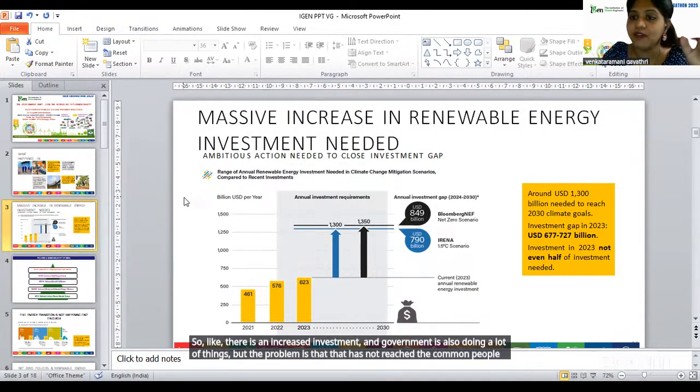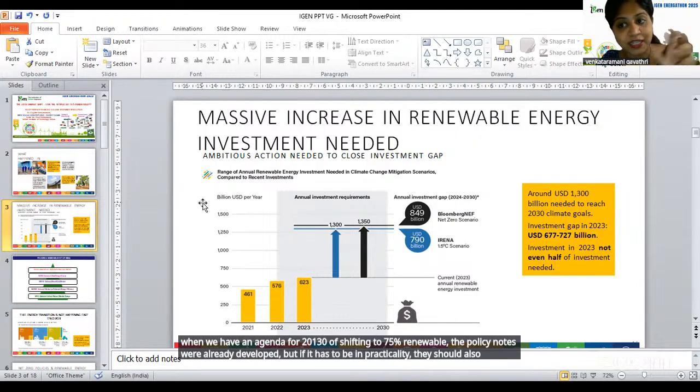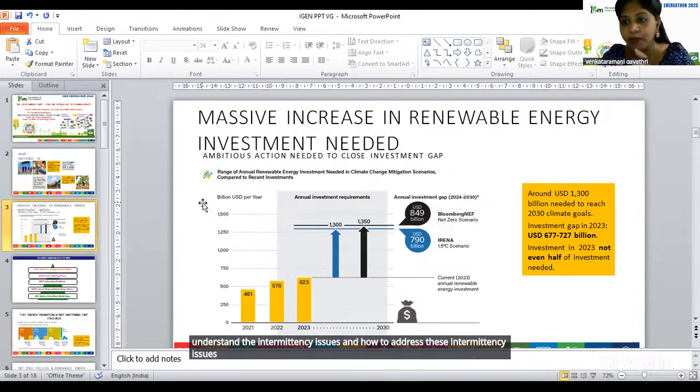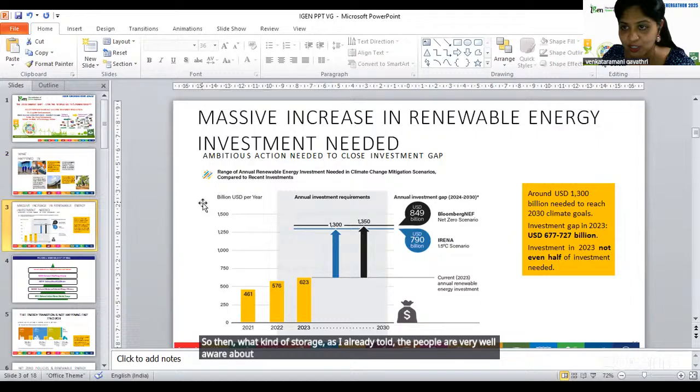So when we have an agenda for 2030 of shifting to 75% renewable, the policy notes were already developed, but if it has to work in practice, they should also understand the intermittency issues and how to address them by incorporating some storage technologies. Then what kind of storage? As I already told, people are very well aware of only battery storage technology, but that alone is not the technology. We have thermal storage technology. We have pumped hydro storage where you don't have geological constraints. Then you have compressed air energy storage. You have multiple storage systems.